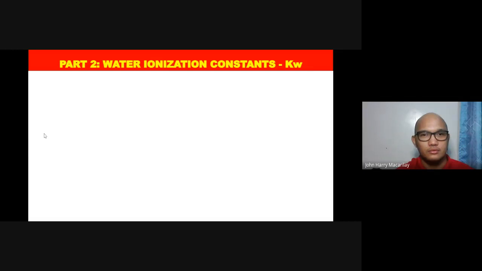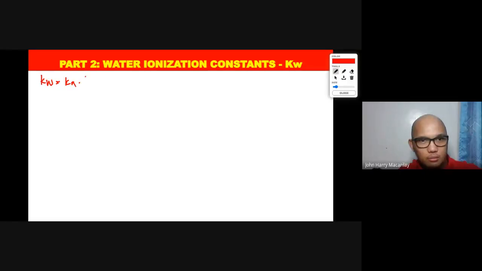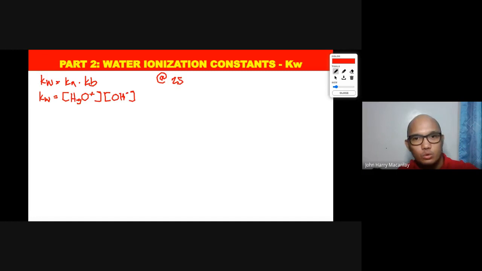Next would be your water ionization constant, which is represented by your Kw. So your Kw is related to your Ka and your Kb. Alright, so let's use the formulas from a while ago and combine them. Let's prove that Kw, the ionization constant of water, is equivalent to Ka times Kb, or it is also equivalent to your hydronium ion concentration times your hydroxyl ion concentration. At 25 degrees Celsius, it is equivalent to 1 times 10 raised to negative 14.